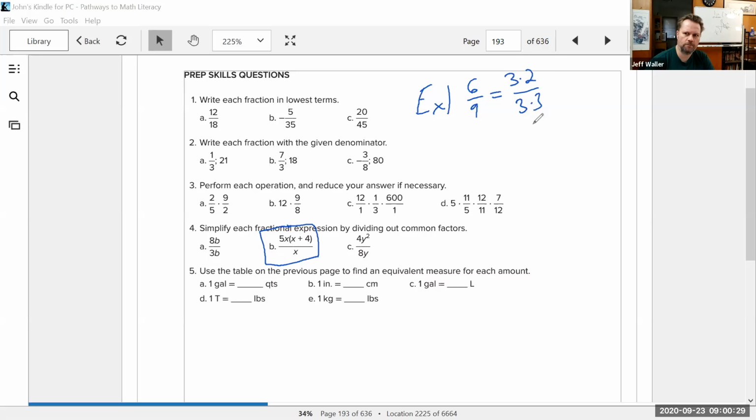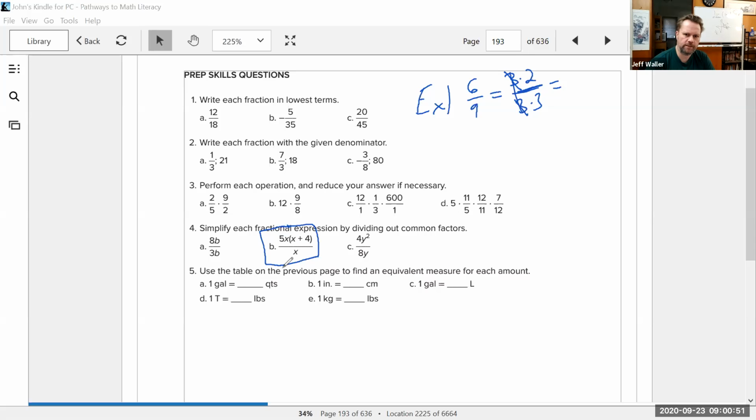Now, most of the time, none of us would show this step here, right? We kind of do this step in our head. But let me just show it for right now. So what actually physically happens here is the 3's cancel, right? And why do they cancel? Because it's the same thing in that it's multiplying and dividing by 3. So of course they undo each other.